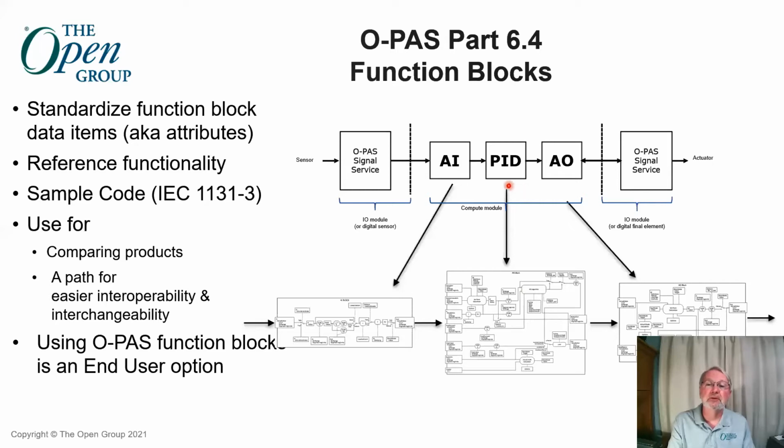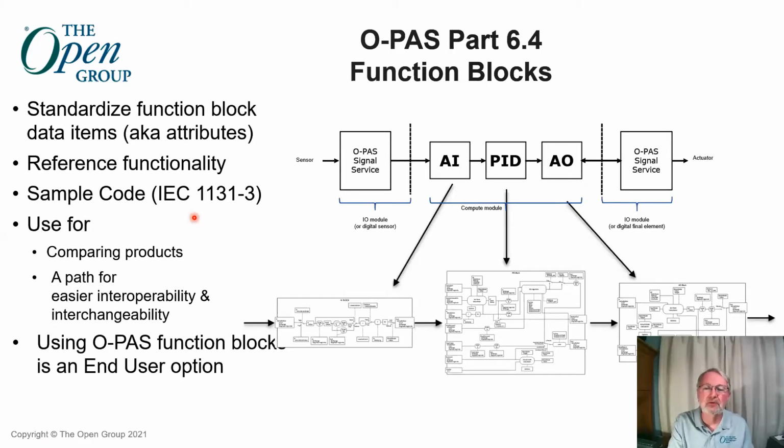The other thing that 6.4, and actually the 6.2 standard, which is one of those underlying parts of the standard, deals with is called OPAS signal service, which comes from the sensor and goes out to the actuator. This is basic functionality that takes data from a sensor and I/O module and gets it into the function block environment. Now, there is going to be sample code for these function blocks, and it's written in IEC 61131-3. This is not meant to be used to control your plant. This is meant as a proof of concept to prove that the technology works.